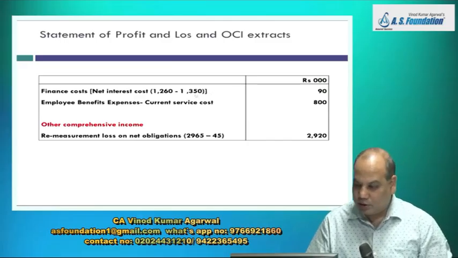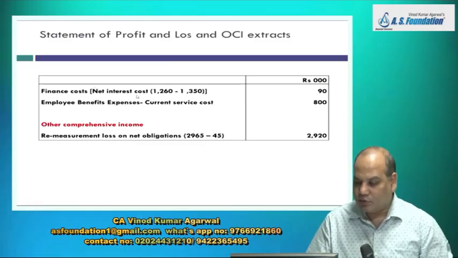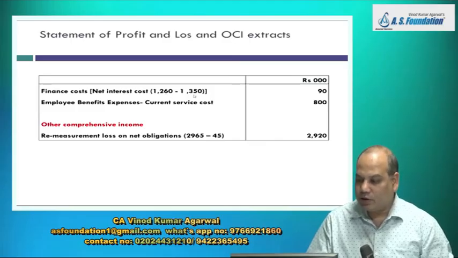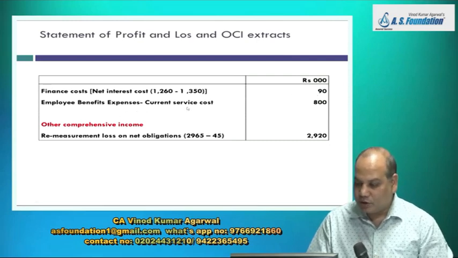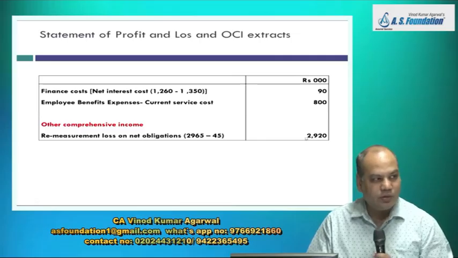So you will write in the profit and loss, finance cost, net interest cost. 1260 is on asset and 1350 is on liability. So that difference is 90 cost. Correct? Say yes. Yes. Employee benefit expense, current service cost 800 will come here. And in OCI, remeasurement loss on net obligation, 2965 minus 45, 2920.